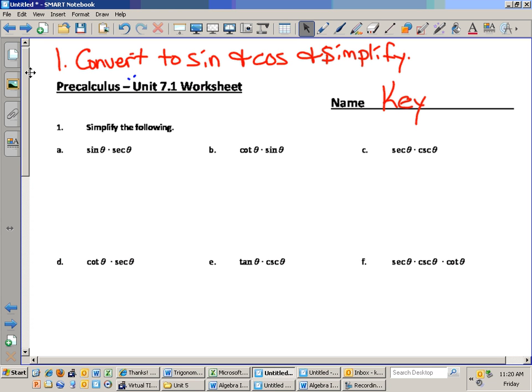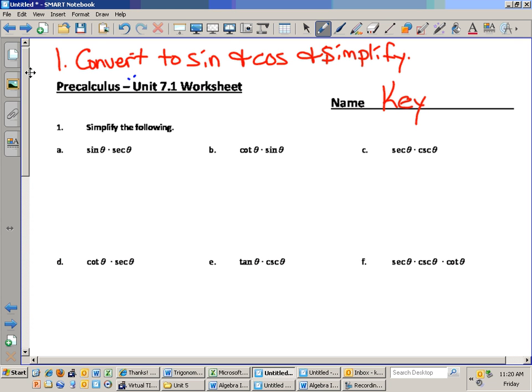So I'll just show you how one of these works out. These are the most basic problems from the unit that I could come up with. And your book has like 8 problems on it. I've drawn it out to like 40, so we get really good practice with it. So sine times secant. That can be simplified. Sine times secant is something else.